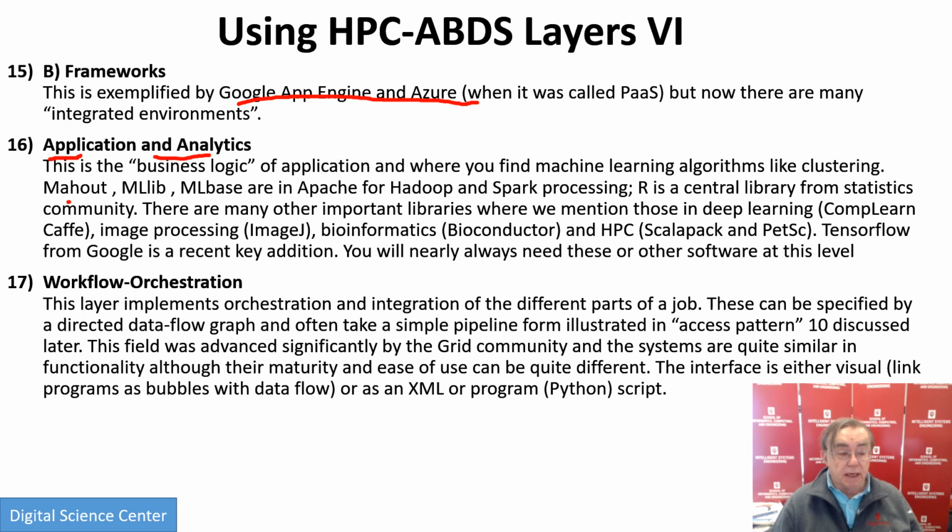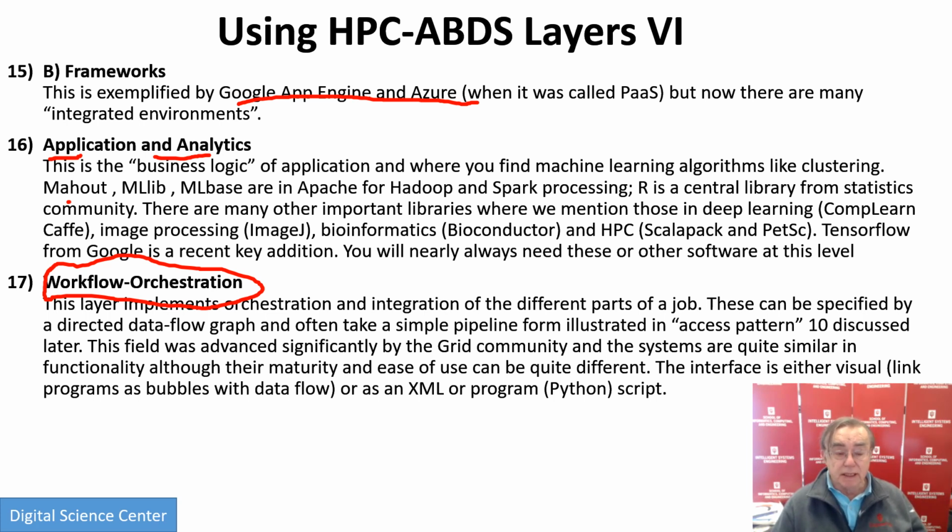Then we finally have the last layer, workflow and orchestration. That's how you join jobs together. The architecture is you have a job, which is a self-contained thing which runs and has an input and an output. But then to do something real, you often need to put several jobs together because you need to, I don't know, cluster the data and then visualize it. So those are separate jobs, and orchestration or workflow does that joining.